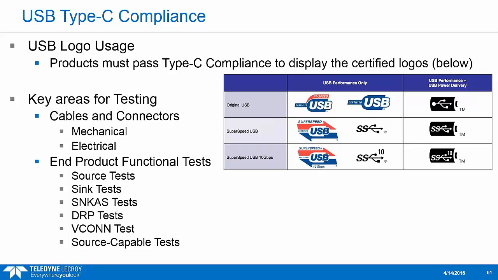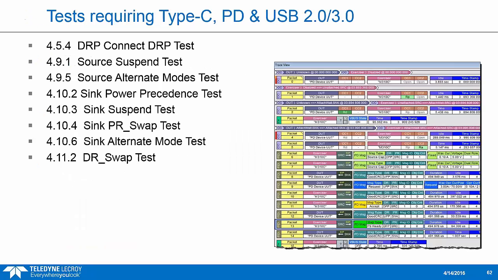So the Teledyne LeCroy platform will support all of the end product functional tests for Type C. And as I mentioned, some of these tests are really complicated. You need to detect state changes that are occurring at the electrical layer. We're directing devices into these different states using the voltage and resistance levels on CC. So, this stuff is tricky. The bar is pretty high, and the precision that's needed for these measurements is significant.